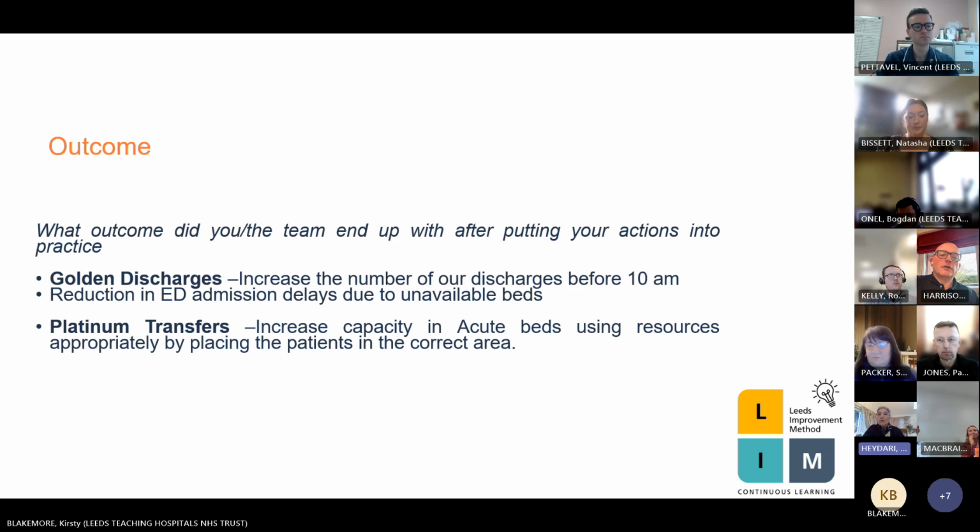And that also empowered the staff. They knew exactly what they had to do first thing in the morning. The purpose of the golden discharge was making sure the patients had all their medicines ready for going home, and were ready for the discharge lounge or the transport. There wouldn't be any delays waiting for the transport or anything else. Everything was ready for them to go.